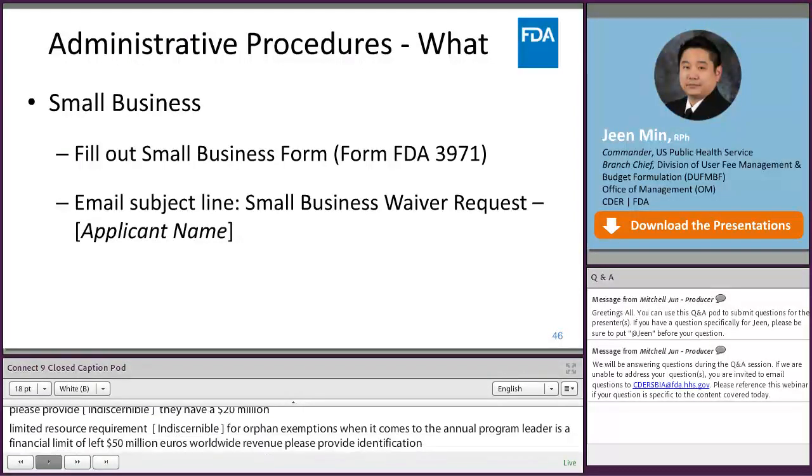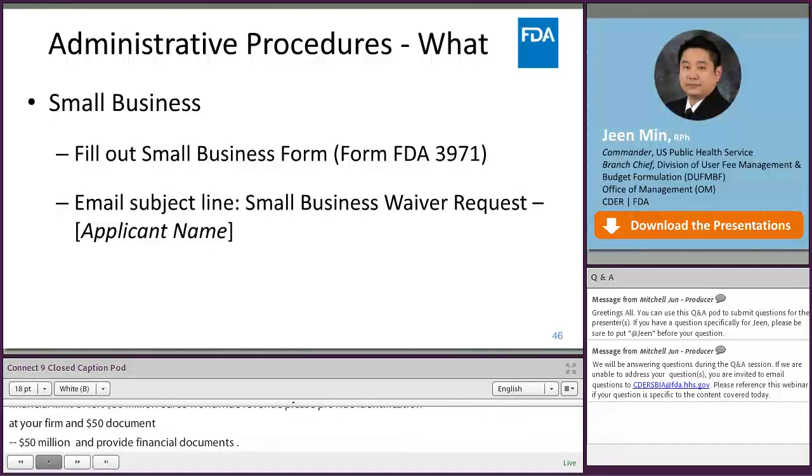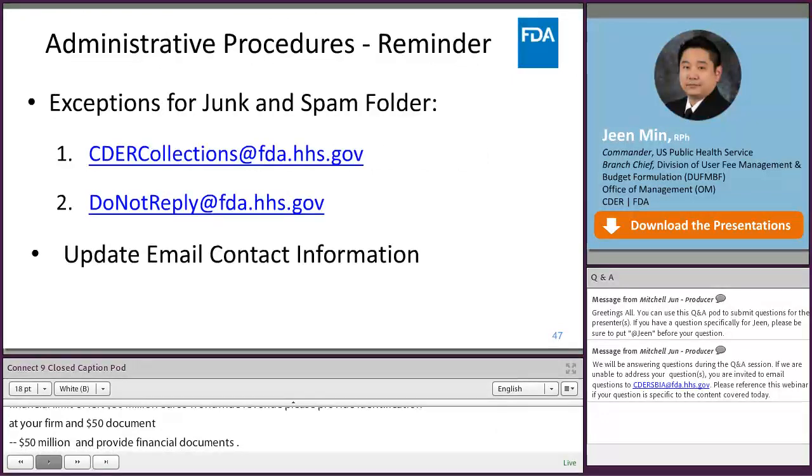For small businesses, there is a form to fill out. As I mentioned before, it's Form FDA 3971. Some other administrative things to note: when you do email us your request for the small business waiver, please make sure in the subject line it is clearly marked a small business waiver request with the applicant name.